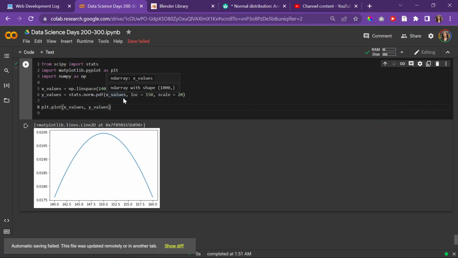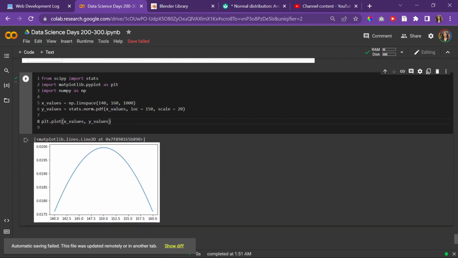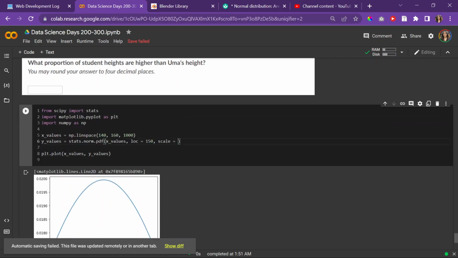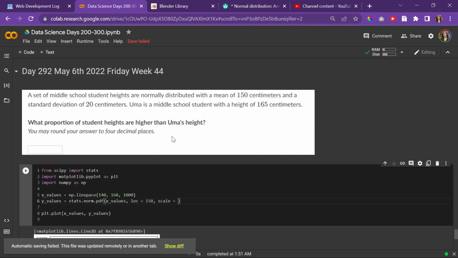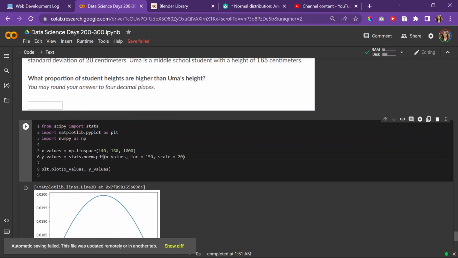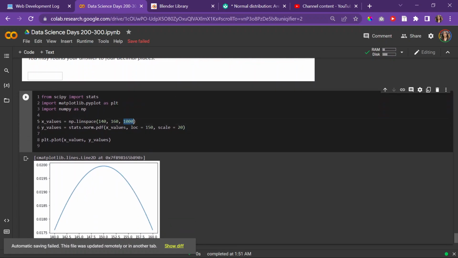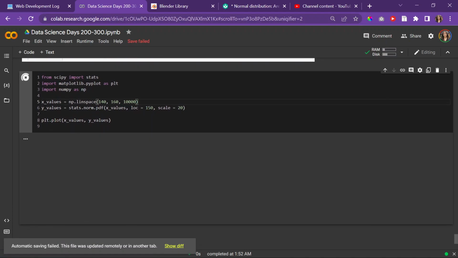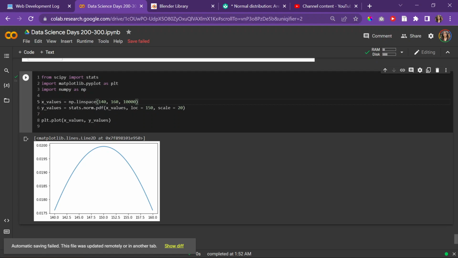That's really bad. Okay, 150 and 165. Did we have 165? No, yeah, it's a standard deviation of 20. Maybe if we do 100 values? 10,000? 140, 150? More than 10,000? Why is it going to change? 140 to 160.